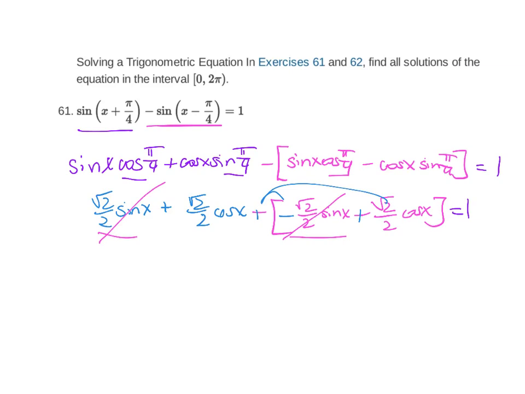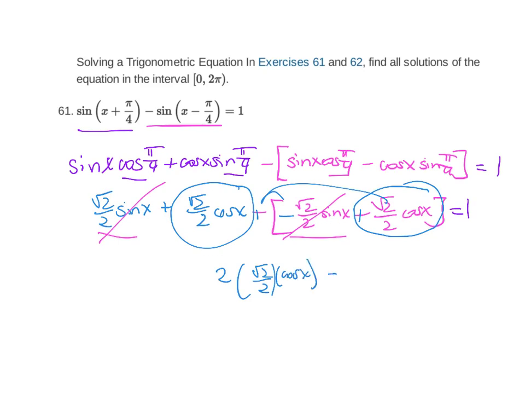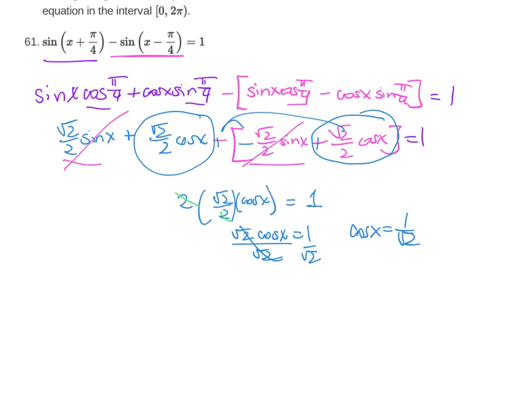So now we have root 2 over 2 cosine of x plus root 2 over 2 cosine of x. So we have 2 of the root 2 over 2 times cosine of x, and that equals 1. To simplify a little bit more, the 2 cancels out. So now we have root 2 cosine of x equals 1. Divide by square root of 2, and we get cosine of x equals 1 over root 2, and of course we should rationalize the denominator. So cosine of x equals root 2 over 2.